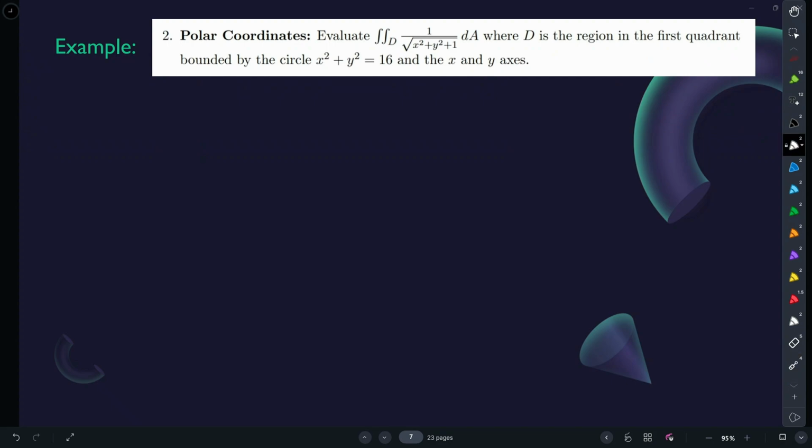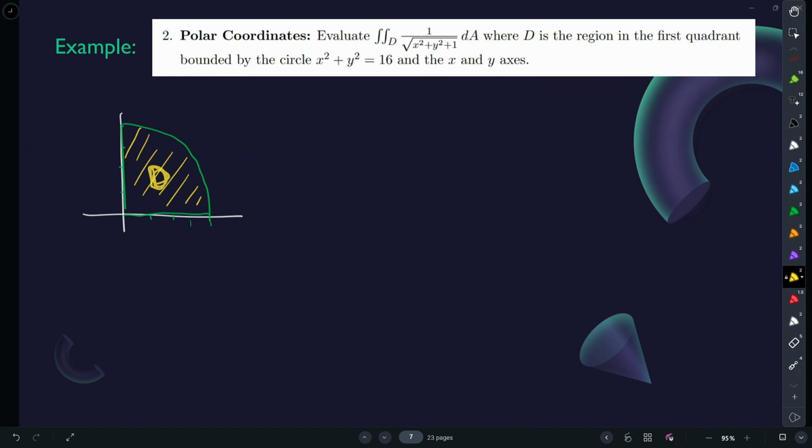So what is this region? It's a region in the first quadrant and bounded by the circle of radius 4. So if I draw 1, 2, 3, 4, 1, 2, 3, 4, it goes like this, and it has to be in the first quadrant, so this is my region. This is D.